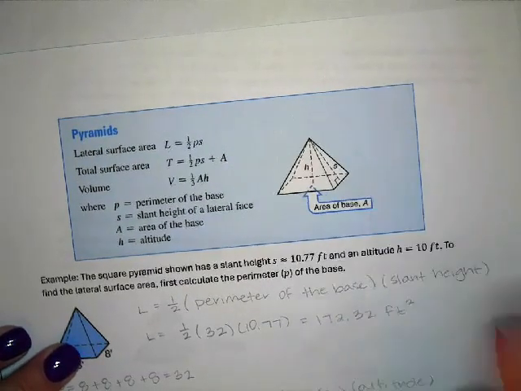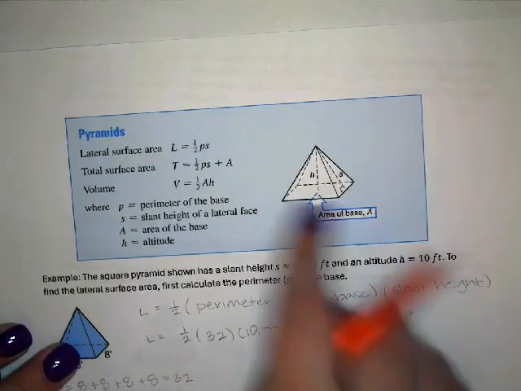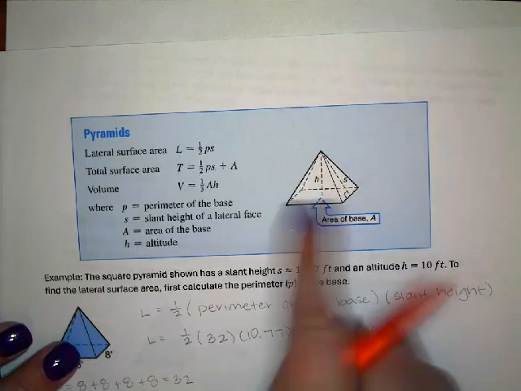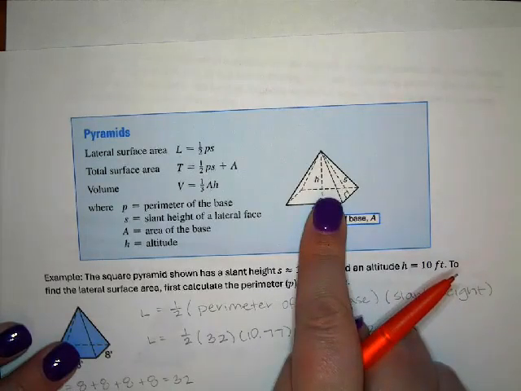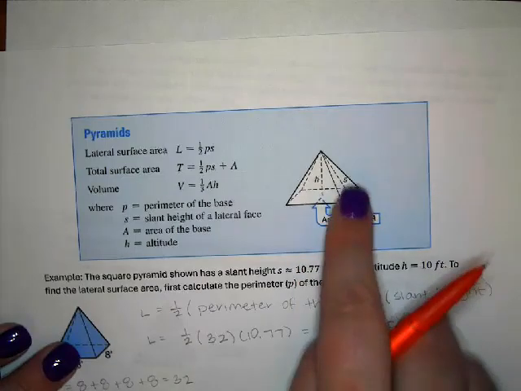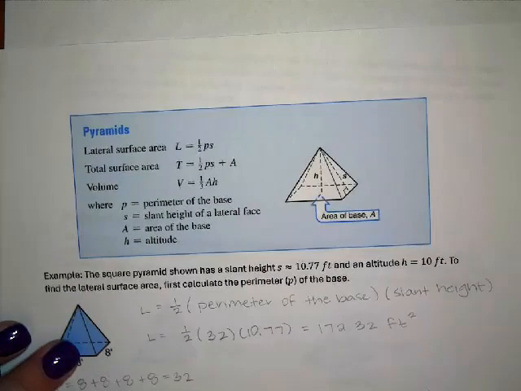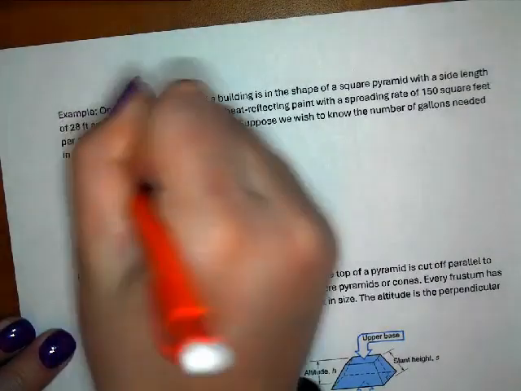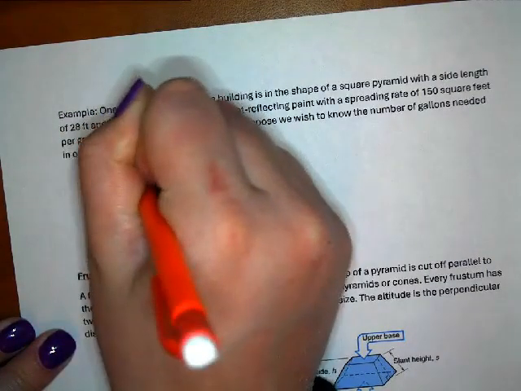So the building looks like this. We don't want to do the square on the bottom because that's not the roof. That would be like the ceiling inside the house. The roof is going to be the lateral faces. So we're going to want the lateral surface area. So I'm going to write that formula down. The lateral surface area is 1/2 times the perimeter of the base times the slant height.